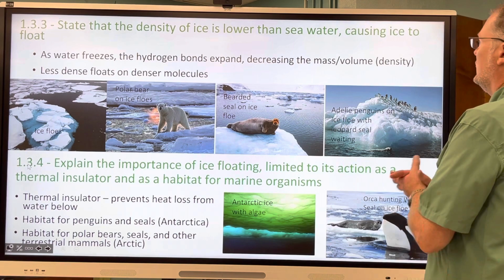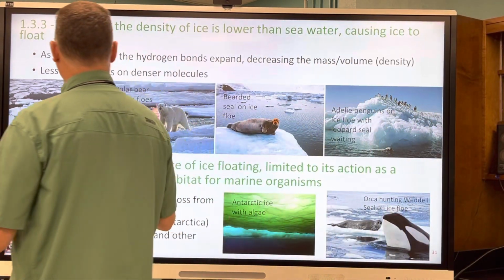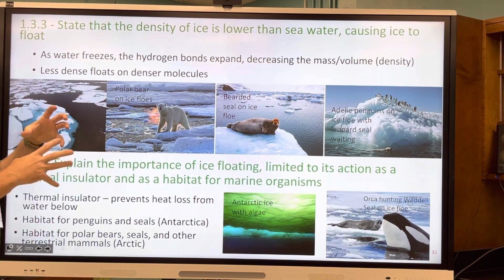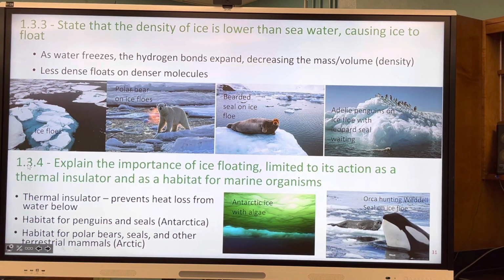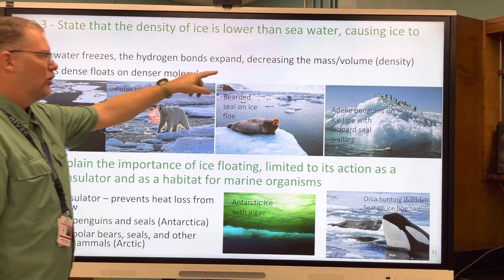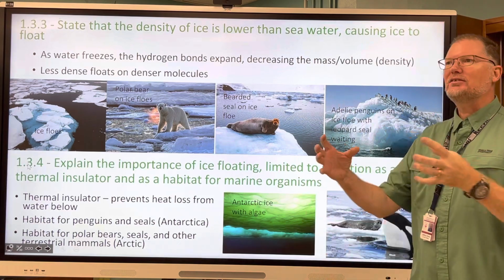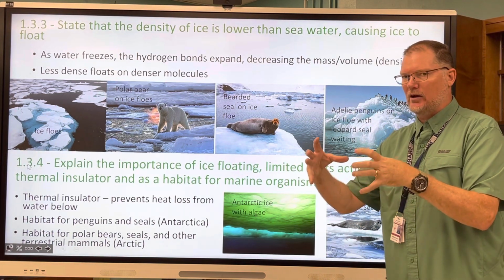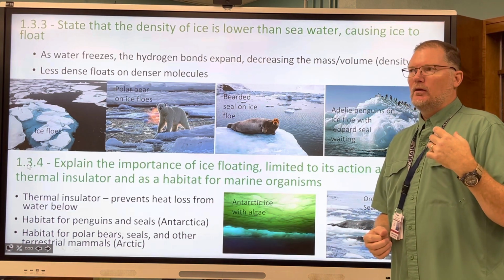Density of ice causing ice to float. We talked about this already. We know that the hydrogen bonds expand those water molecules out, which decreases their mass per volume, decreases the density. There's less atoms now in the same amount of volume. They've expanded. That's why, maybe you've heard about ice.